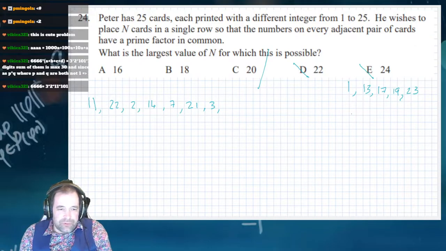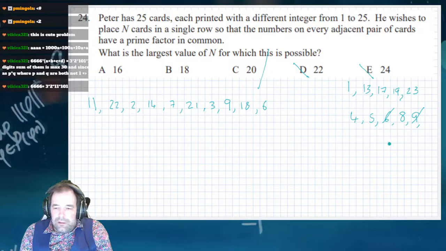So what numbers have we got left? We've got 4, 5, 6, 8, 9. Right, the only way to get 9 in the game is to put 9 next. Because you can go 9, 18, 6. I think. So we've got 4, 5, 8.